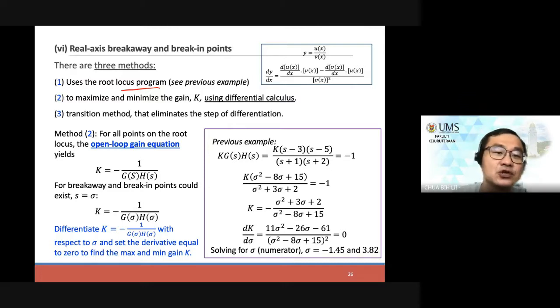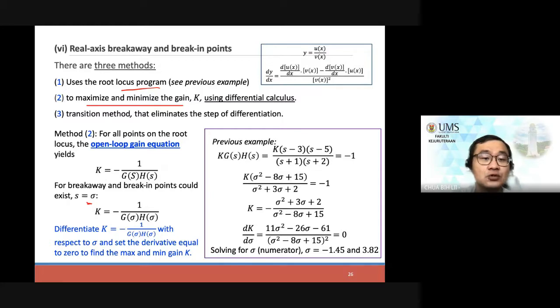So the second method we call the maximum and minimum value of gain. To find the maximum and minimum, we use differentiation knowledge. So we differentiate with respect to the real axis, the sigma. Therefore we can find the maximum value and the minimum value.